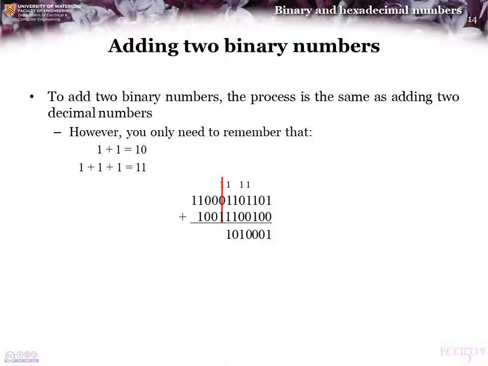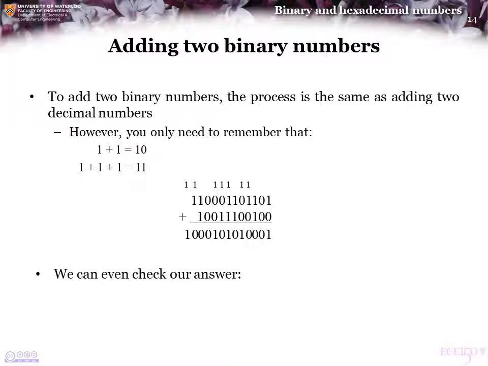1 plus 0 plus 1 is 1, 0. We write down the 0, carry the 1. 1 plus 0 plus 0 is 1. 0 plus 0 is 0. 1 plus 1 is 1, 0. We write down the 0, carry the 1. 1 plus 1 is 1, 0. We write down the 0, carry the 1. And 1 plus 0 is just 1. And we're done.